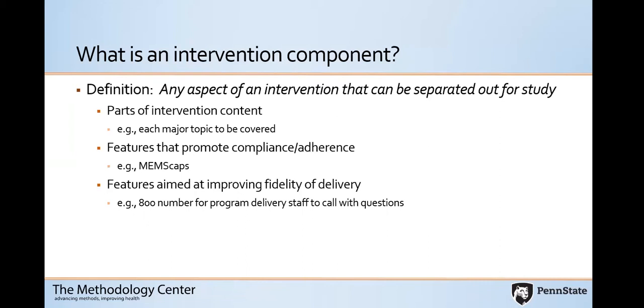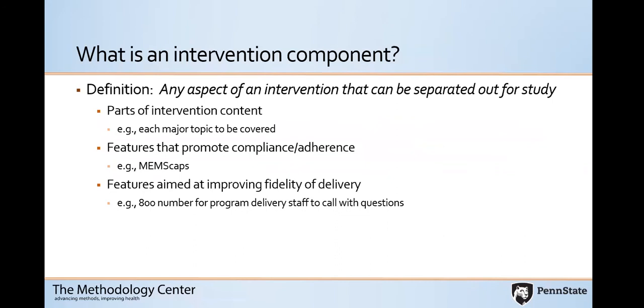For example, an 800 number that program delivery staff could call if they have questions, or perhaps a number that they could text if they have questions, some kind of special training given to intervention delivery staff. These are examples of fidelity components. There's something a little different about fidelity components. I think it's important to take note of this, that fidelity components are aimed at the person who is delivering the component, and content and engagement components are aimed at the target, at the participant.